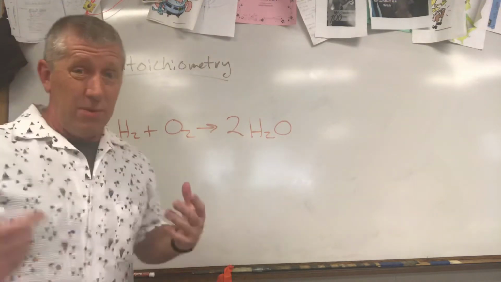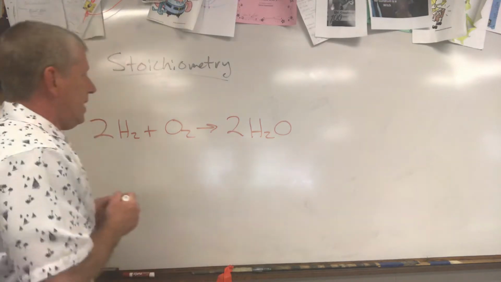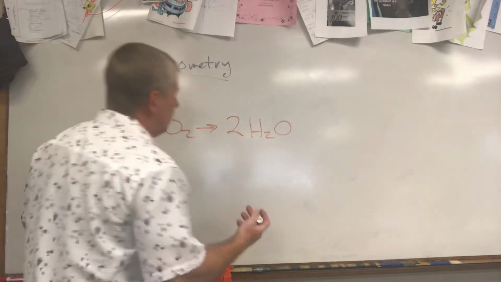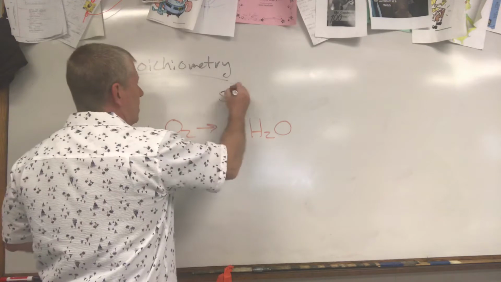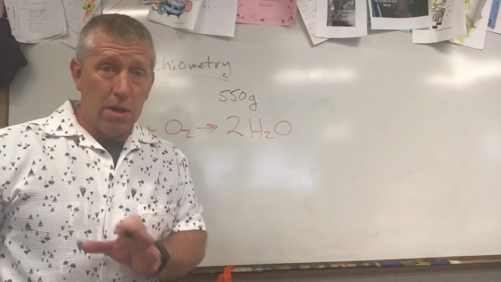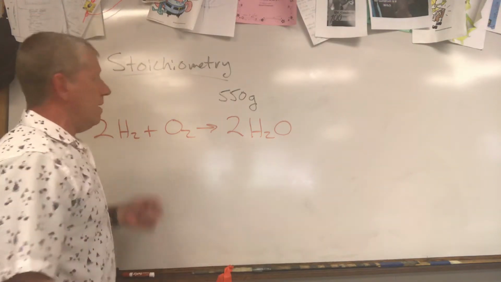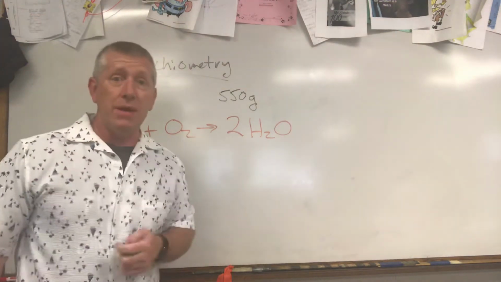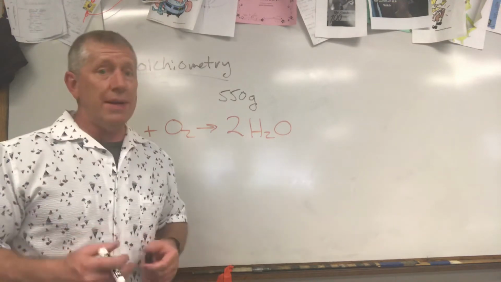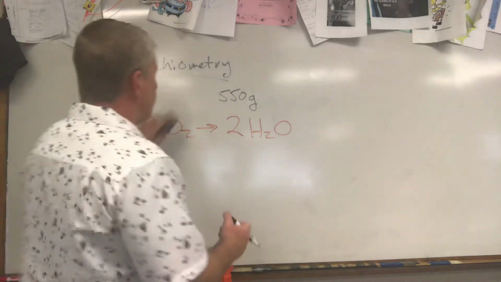All right? Okay. So that is how we do stoichiometry. Now, you're not going to be able to just look at things and predict them very easily. Let me give you an example of that. Let's say that I wanted to make 550 grams of water. How many grams of hydrogen and how many grams of oxygen am I going to need? A little different, isn't it? Yeah. Or the opposite could be true.